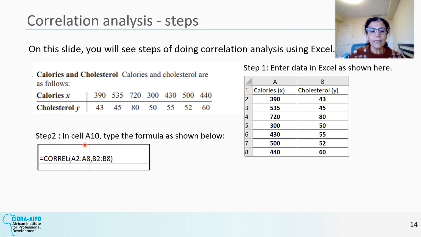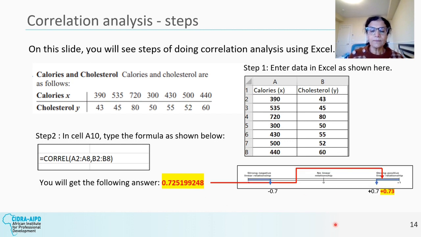Go to the cell A10 and type the formula. As you know, in Excel, a formula always begins with an equal sign. The formula for calculating the correlation coefficient has a short name, CORREL. Then provide the range of X values, A2 to A8, and Y values, B2 to B8. Excel will do the calculations for you and you will see the answer like this one. It is recommended to round this number to 4 decimal places, or you can round it to 2 decimal places depending on the requirement.